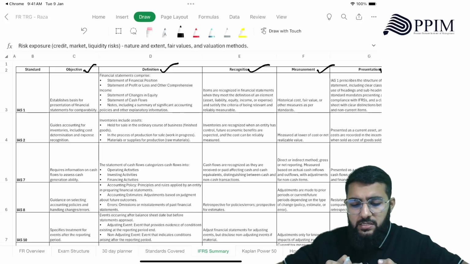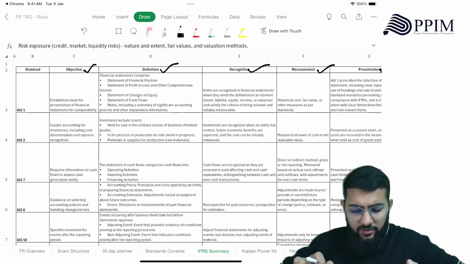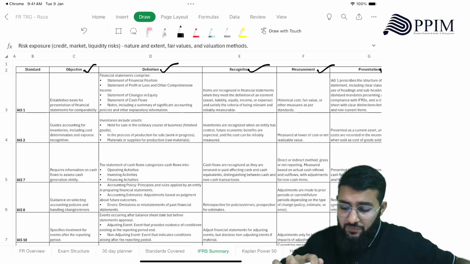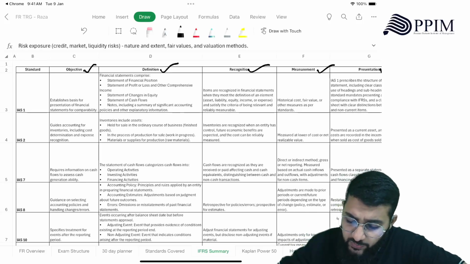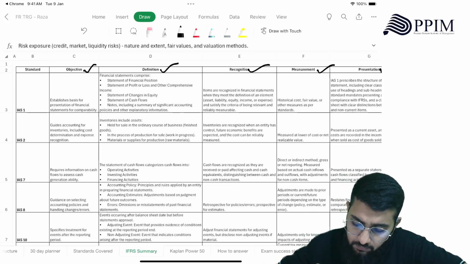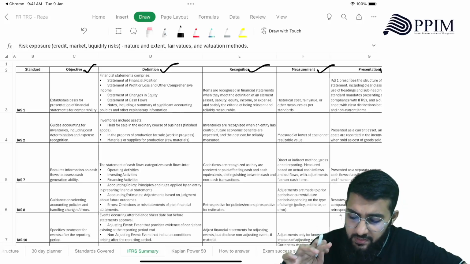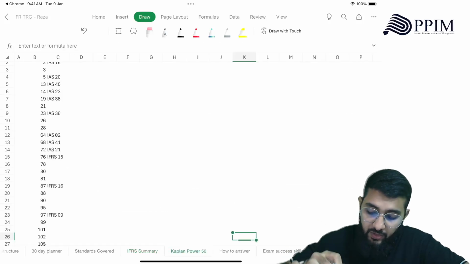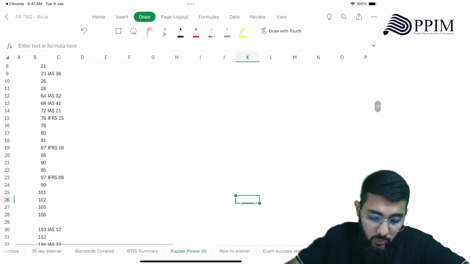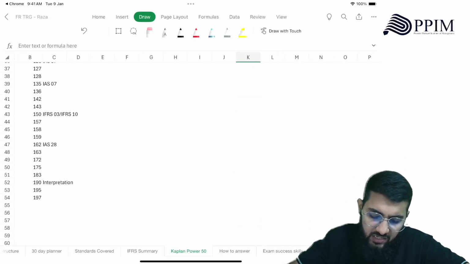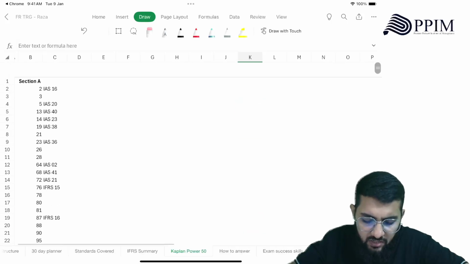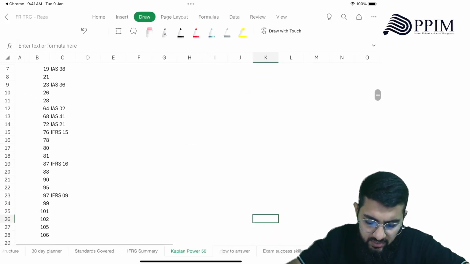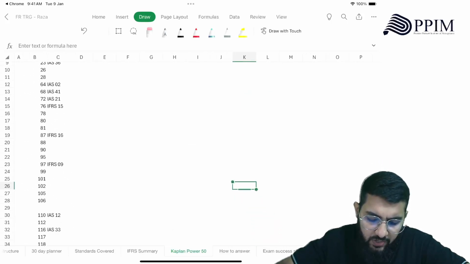Kaplan Power 50 is the number of questions that we have. 50 MCQ questions that we are going to focus on. So let's try to do at least 25 today. How to answer, exam success skills, let's keep that for next class. So let's dive into the Kaplan Power 50. These are the questions I've selected, and they are standards that we're expecting to be covered in the exam. So today let's try to cover up to IFRS 9, which is until question 106.